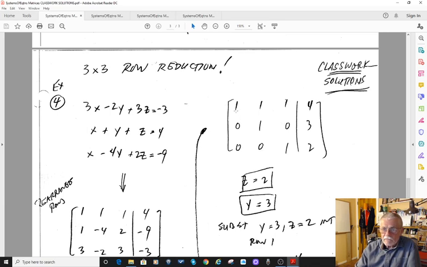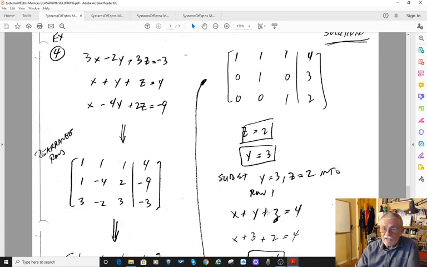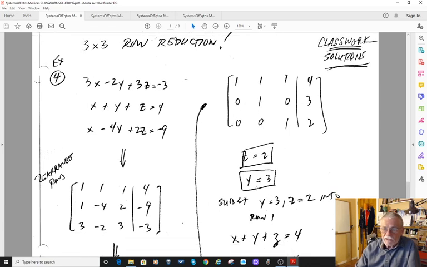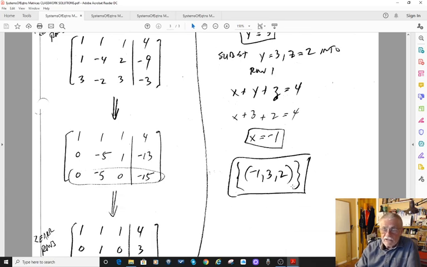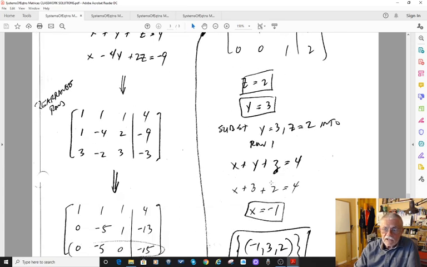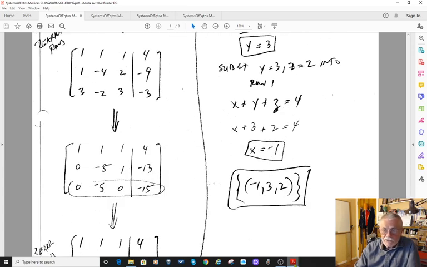Okay, so let's look. X, Y, Z. So this means Z equals 2. Great. This means Y equals 3. That was even easier. So then I'm going to simply plug in y is 3, z is 2 into this equation here, which is x plus y plus z equals 4, my old second equation. I plug it in, x is -1. So putting the values in alphabetical order, x, y, z, I get -1, 3, and 2. Okay, so that takes care of some of the classwork problems.